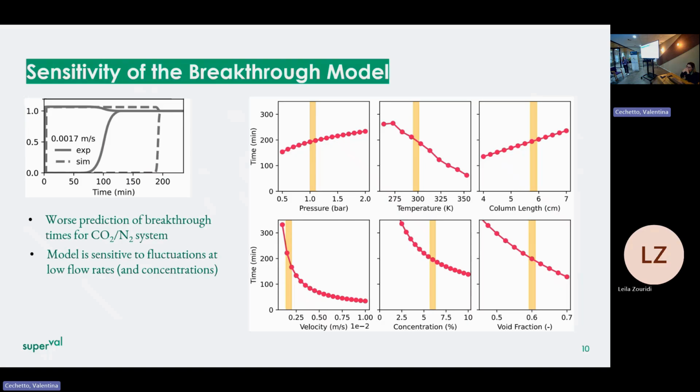And what we especially found is that, in comparison to the validation I showed here, the flow rate used in this experiment was a lot lower. And we're now in a regime where, as you can see, if the flow rate changes a bit, our breakthrough time changes a lot. So not to say that our model is wrong. I mean, this is just the math of how it is. But at these conditions, our model is very sensitive to fluctuations, which could explain the large difference.